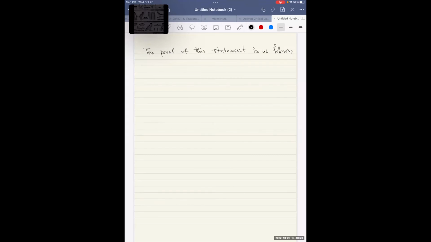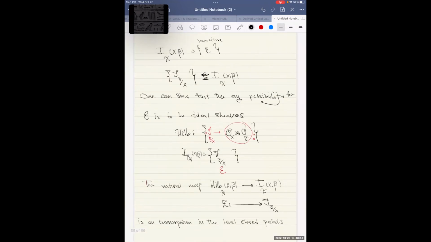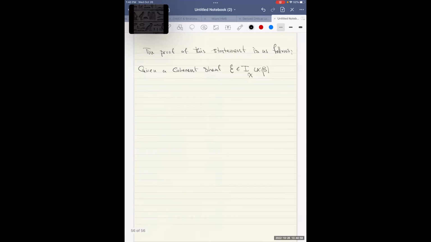Okay. So here is the proof. Given a coherent sheaf E, an element of this moduli space, rank 1 torsion free with those numerical invariants. In order to show that these two moduli spaces are related to each other, you need to start from E and end up with the ideal sheaf, right? With the subscheme, right? So how do you do that? This is the procedure. You can take the double dual of E.